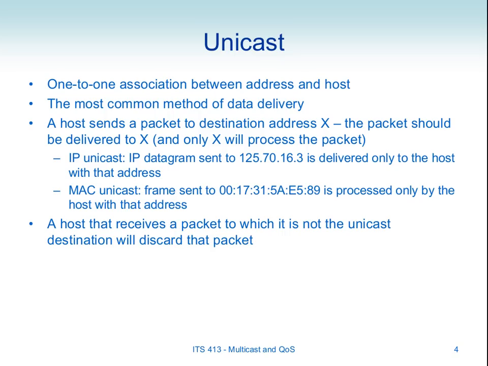If a host receives a packet or a frame to which it is not the unicast destination, that host should discard that packet. If my address is 125.70.16.3, my address, and I receive a packet where the destination is not that value, I will discard it. Unicast is the normal mode in which we send and address and deliver packets.